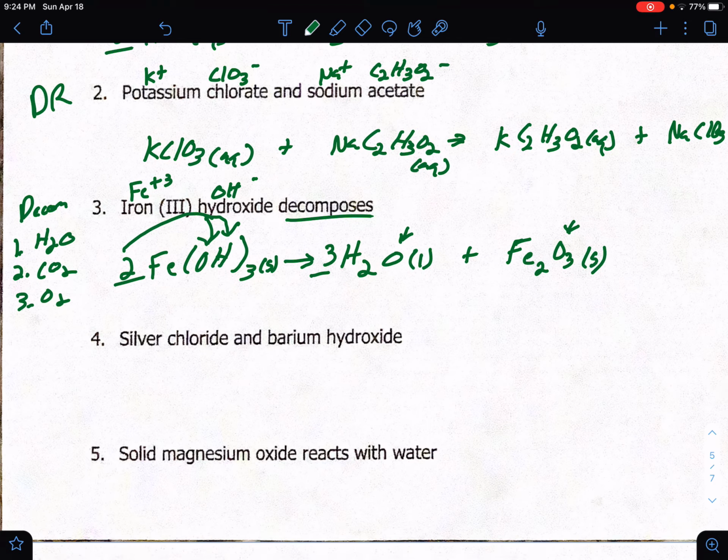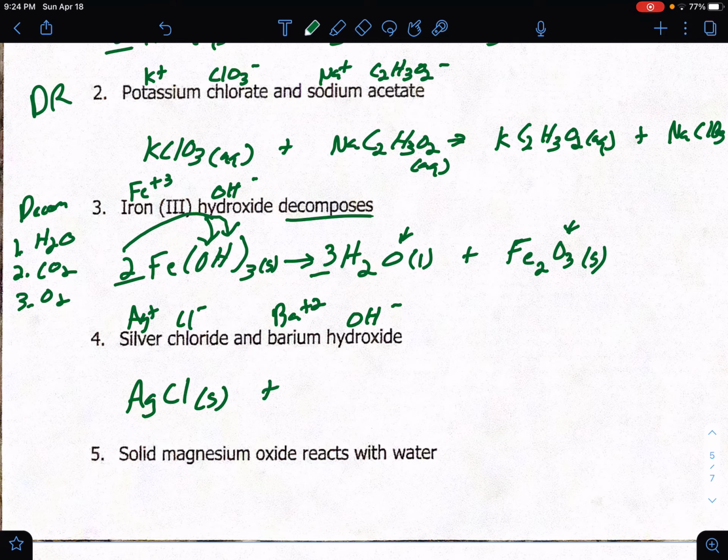Number 4, silver chloride and barium hydroxide. So silver is Ag with a +1. Chlorine is Cl with a -1. Barium is Ba with a +2. And hydroxide is OH with a -1. So AgCl, so this is already balanced. So this is just going to be AgCl. Okay, silver is a bad guy. It's attached to a halide, so this is going to be a solid.